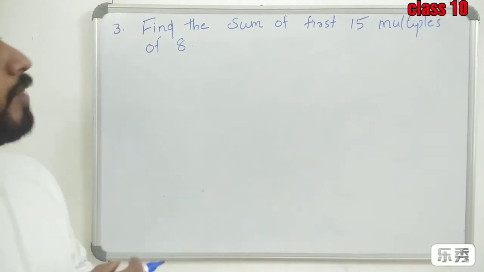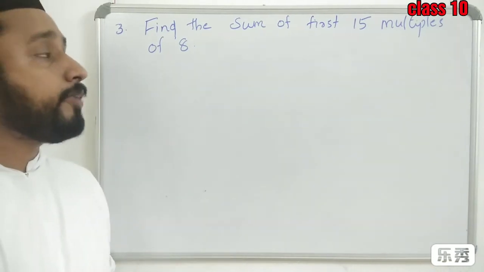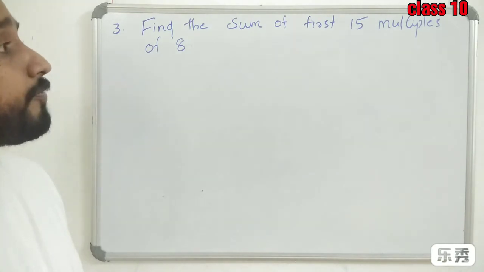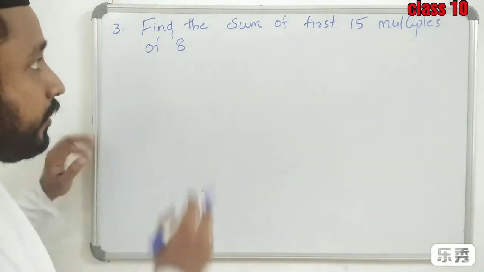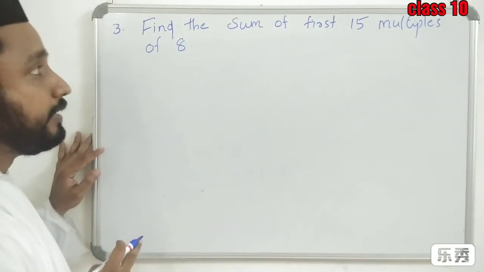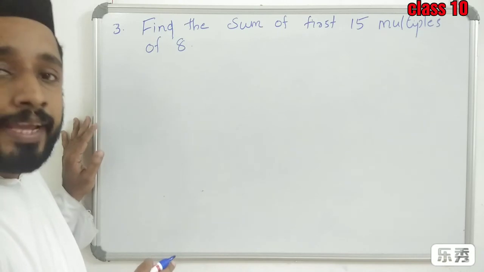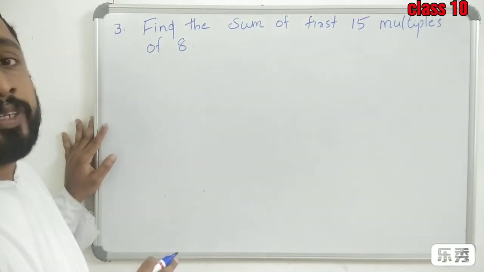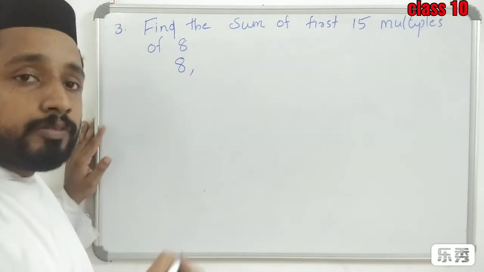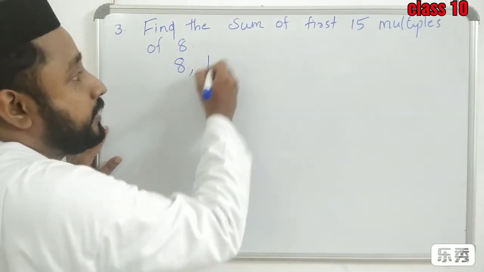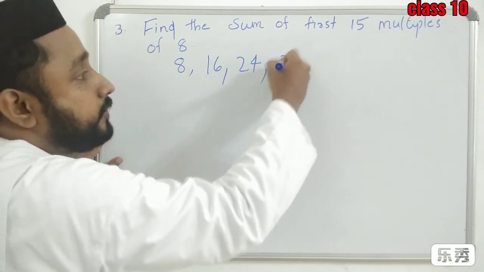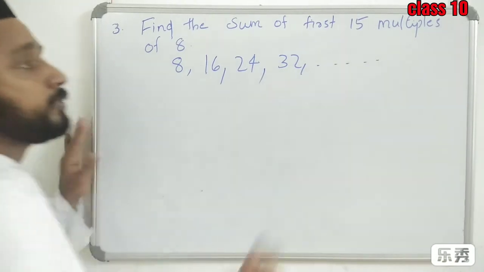Another question. Find the sum of the first 15 multiples of 8. We know the table of 8. 8 into 1 is 8, 8 into 2 is 16, 8 into 3 is 24, and so on. So the first multiple of 8 is 8, the next ones are 16, 24, 32, etc. These are the multiples of 8.